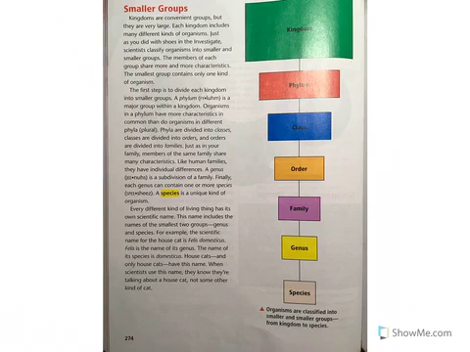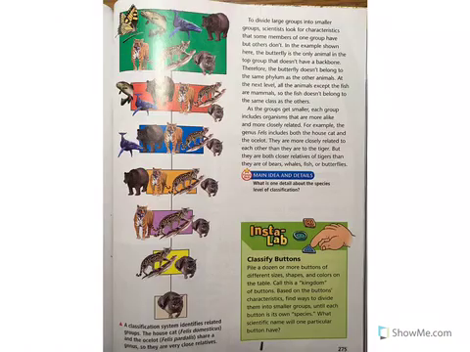To divide large groups into smaller groups, scientists look for characteristics that some members of one group have but others don't. In the example shown here, the butterfly is the only animal in the top group that doesn't have a backbone. Therefore, the butterfly doesn't belong to the same phylum as the other animals. At the next level, all the animals except the fish are mammals, so the fish doesn't belong to the same class as the others.